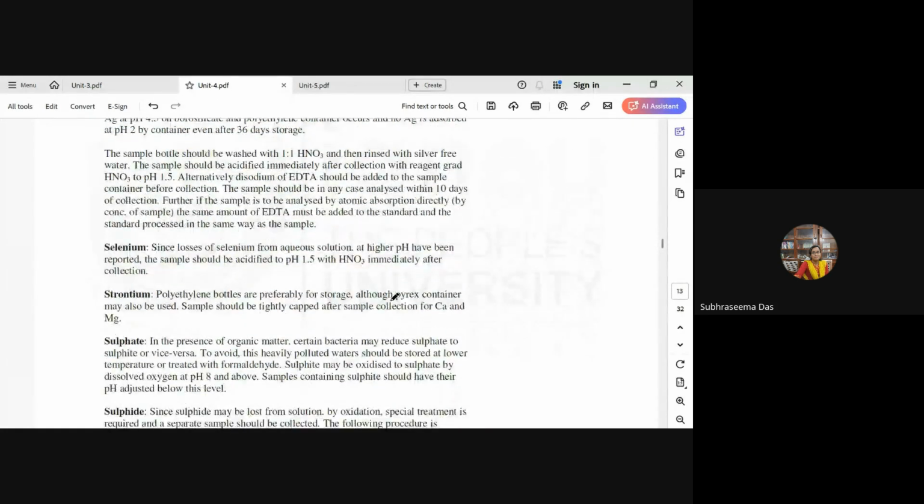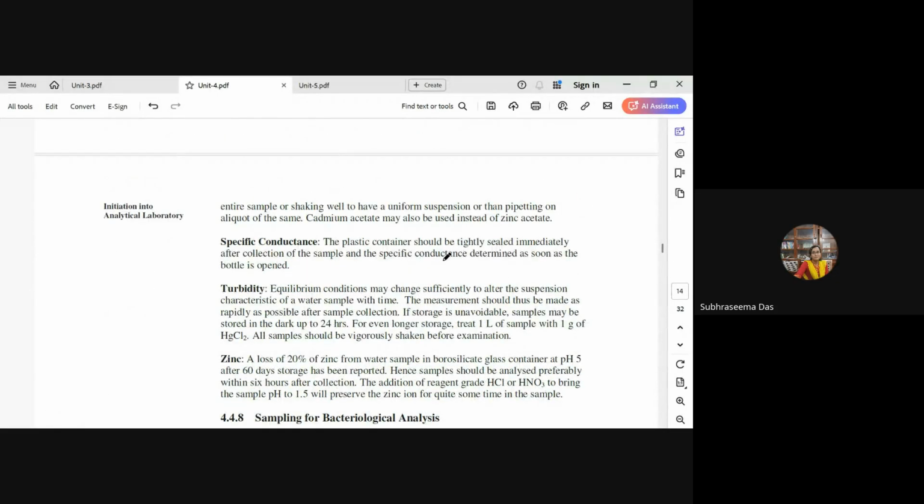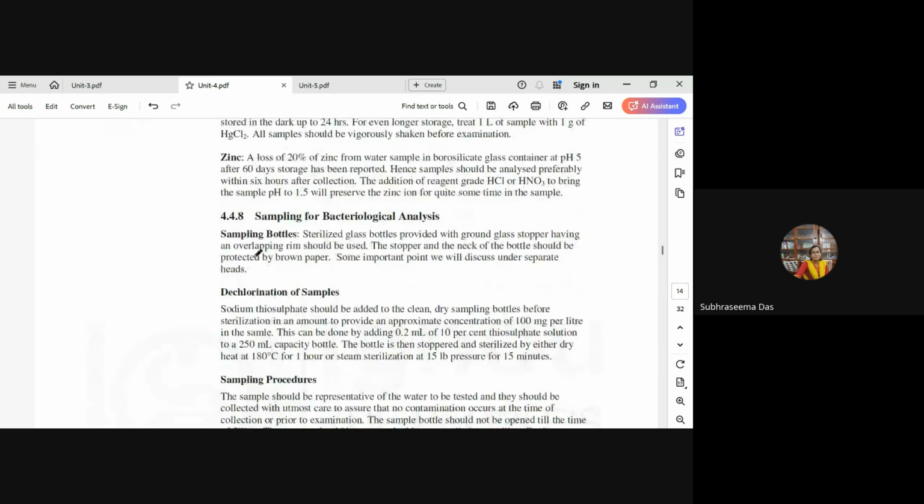Silica, silver, selenium, strontium, sulfate, sulfide. Here, to measure the specific conductance, actually we don't need to preserve it. It should be measured as soon as possible. Also the turbidity may change after storage, so if it is measured immediately, we get the exact value.